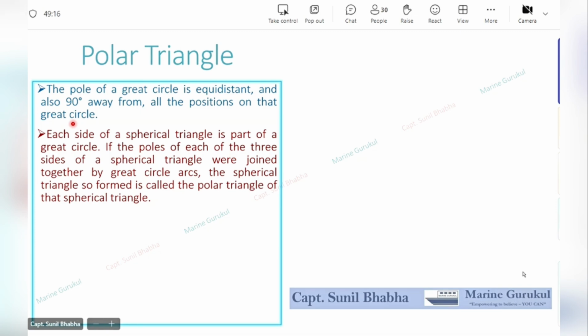Now, when we draw a spherical triangle, we know that each side of a spherical triangle is part of a great circle.